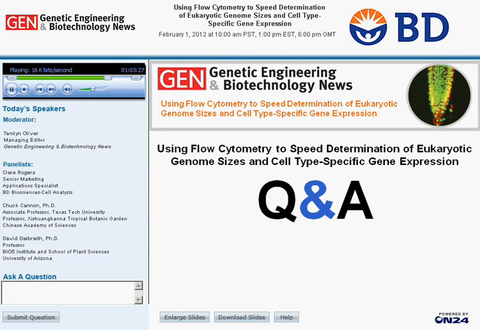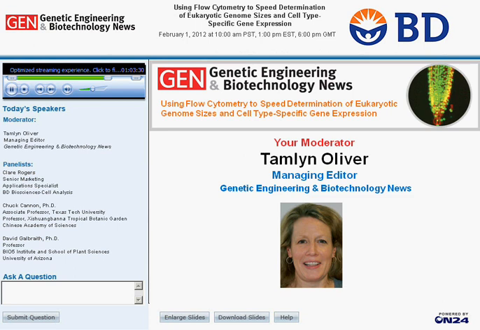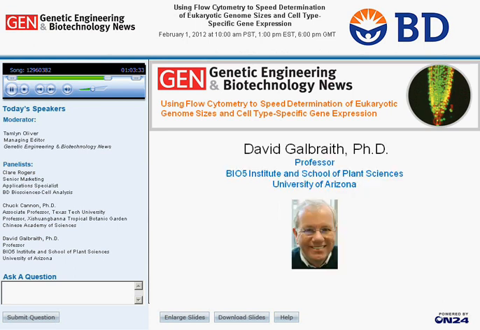I have a bunch of questions for David first. David, the first one's an easy one. What is CV? Okay, CV is just the normalized standard deviation, and most of the instruments, flow cytometers, will compute this for you automatically. So it's the standard deviation of the measurement divided by the mean.